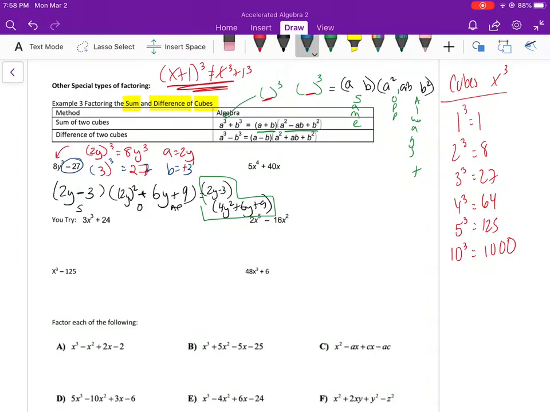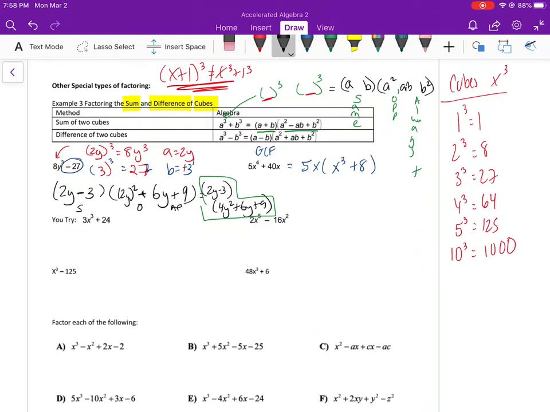All right, my last example. You might look at this one and be like, well, these don't look like cubes, right? 5x to the 4th plus 40x. But don't forget about greatest common factor, the first line of factoring. So what do they have in common? They have a 5 in common and an x in common. And if I take that out, I end up with 5x times x cubed plus 8.